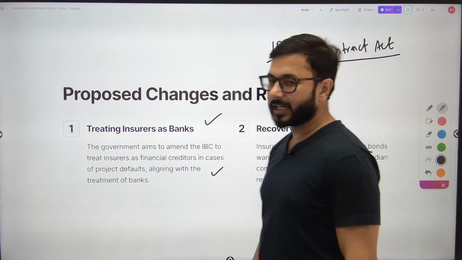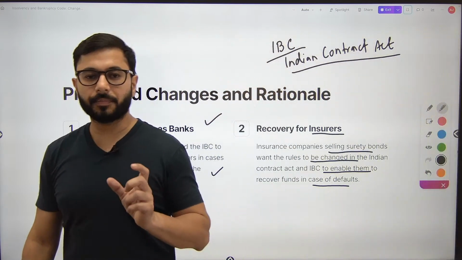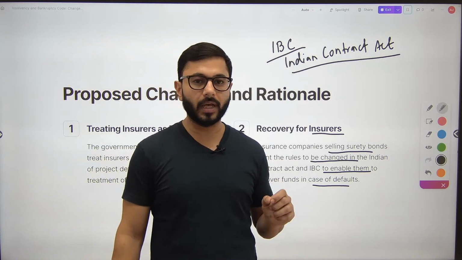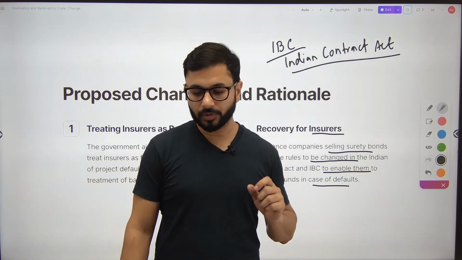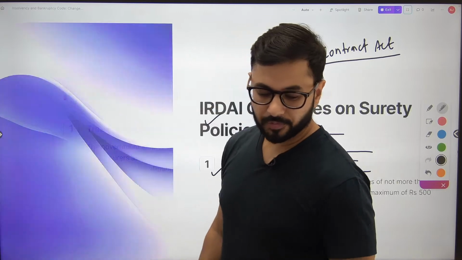Okay, it's a contract between three parties, so there should be a change in the Indian Contract Act as well, so that they're given powers similar to banks in the case of recovery.